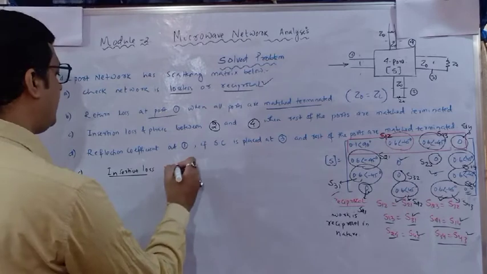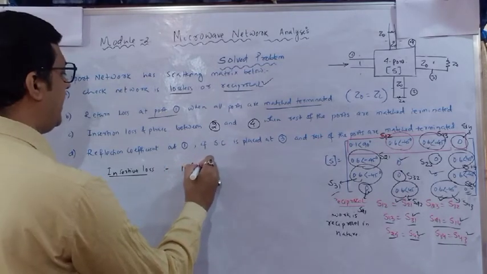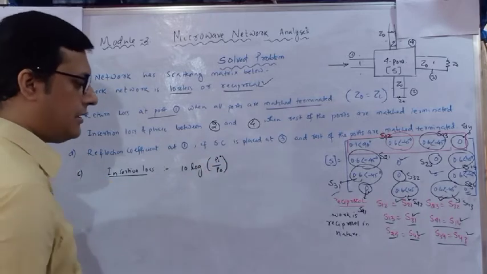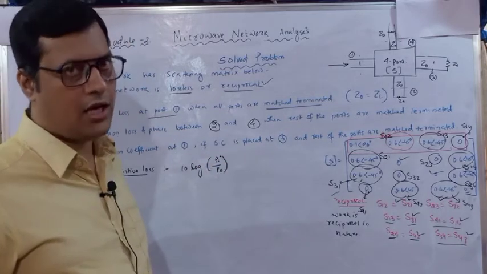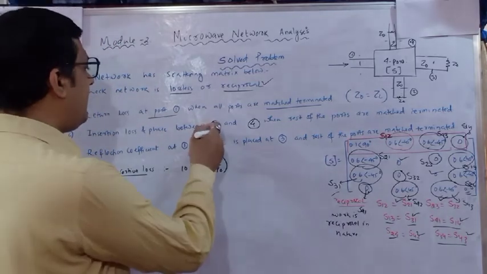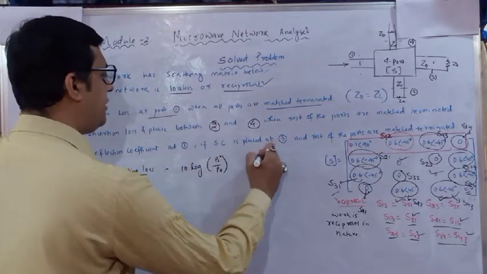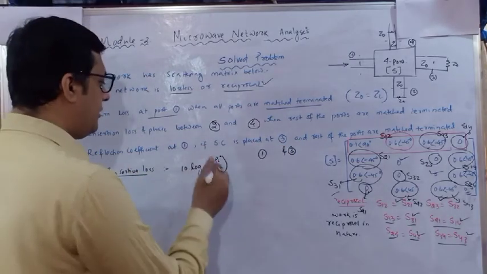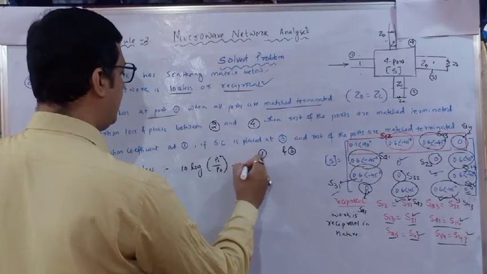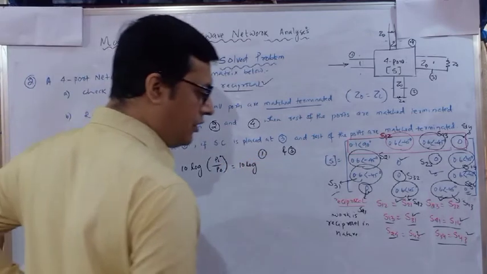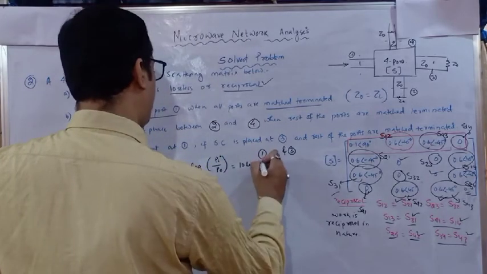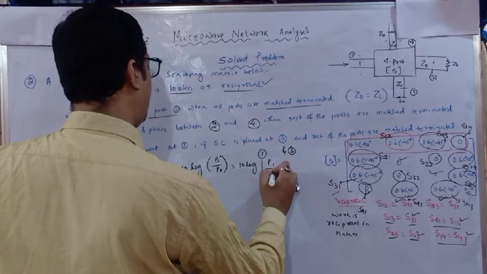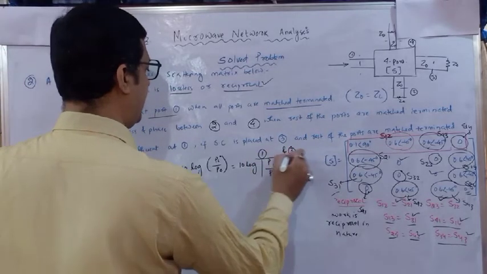For this, insertion loss means we have 10 log of input power divided by the output power. This is the relation for input by output. So the input power at port, first I will take with 1 and 3. If it is 1 and 3, so if I provide the power at port 3, it is P1 divided by P3. With respect to 1 and 3 I am writing.